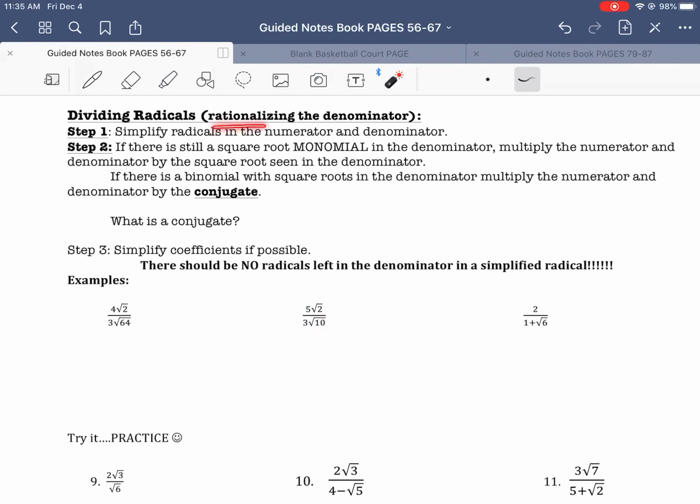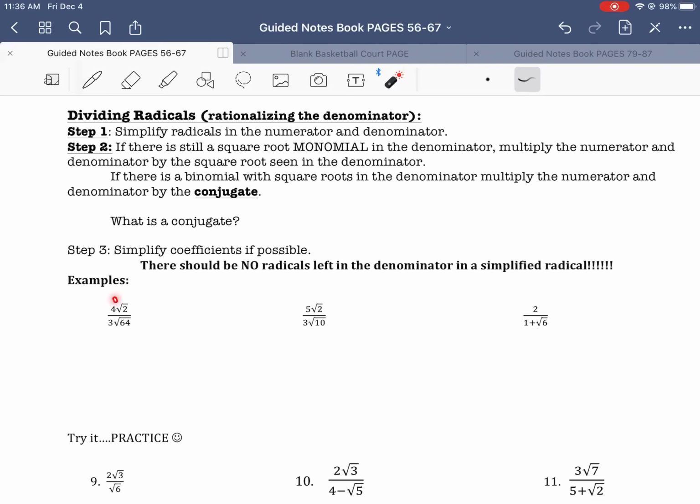We talked a little bit about simplifying if there's a fraction in the radical. The idea here is that we don't want to leave any radicals in the denominator. This is more like mathematical etiquette than necessary. And in order to simplify and create no radicals in the denominator, we're going to use what we call the conjugate. So I'm going to walk through these steps really quick. Step 1, simplify radicals in the numerator and denominator. If you can simplify them, go ahead and do so.